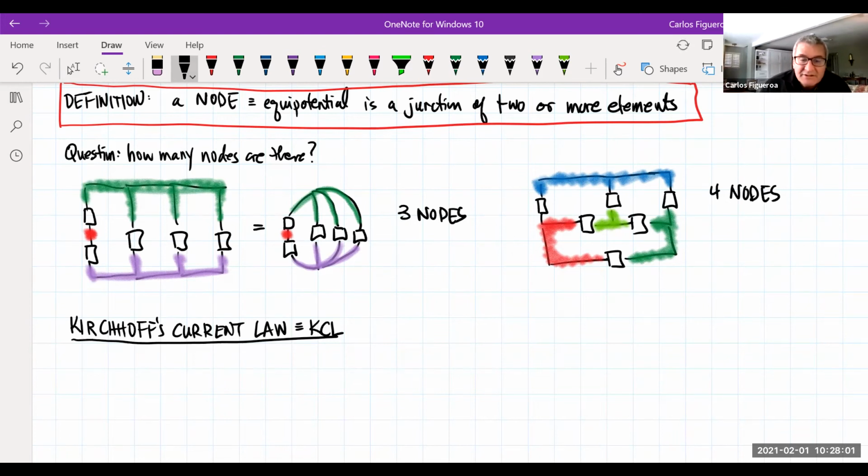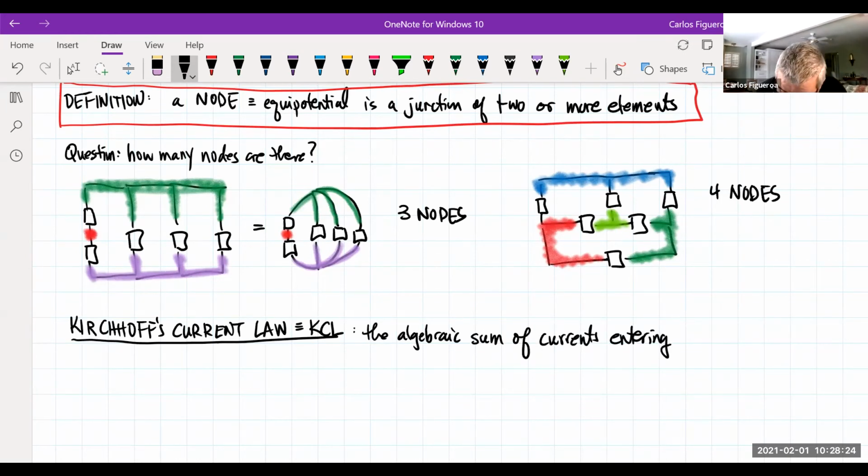KCL says that the algebraic sum of all of the currents entering in any node is 0. Right? So it says the algebraic sum of currents entering any node is 0.